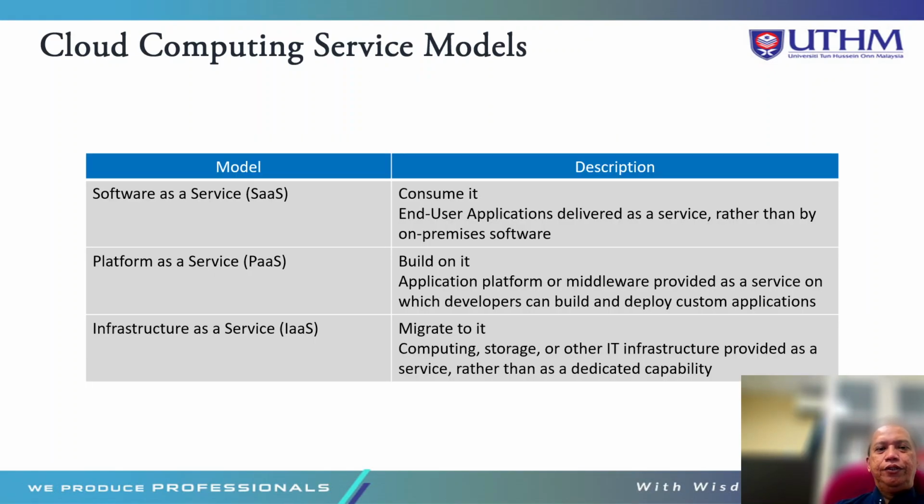Okay, the explanation: software as a service, end user application delivered as a service rather than by on-premise software. So the meaning of on-premise is when the application is installed locally. Platform as a service, built on an application platform or middleware provided as a service on which developers can build and deploy custom applications.